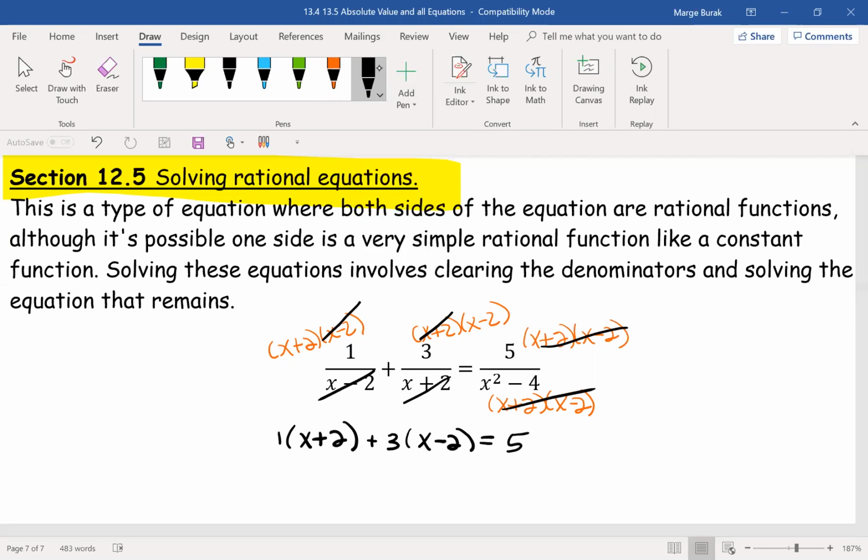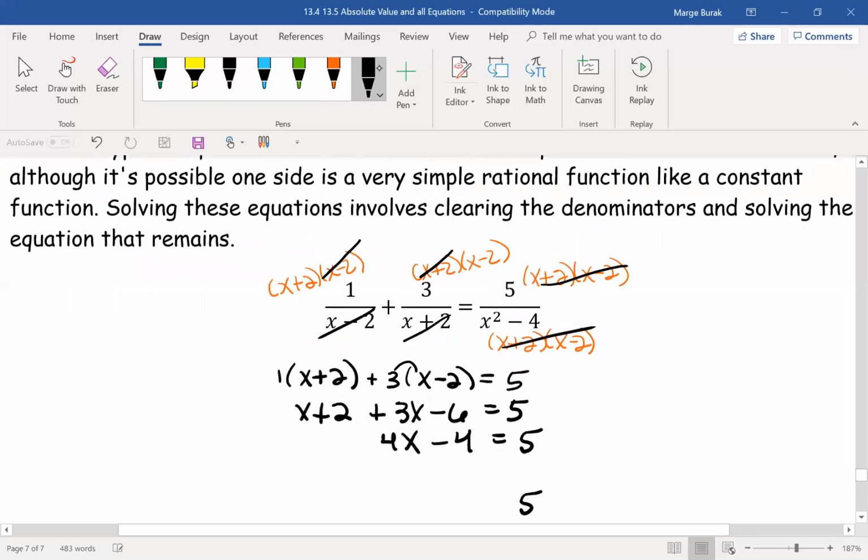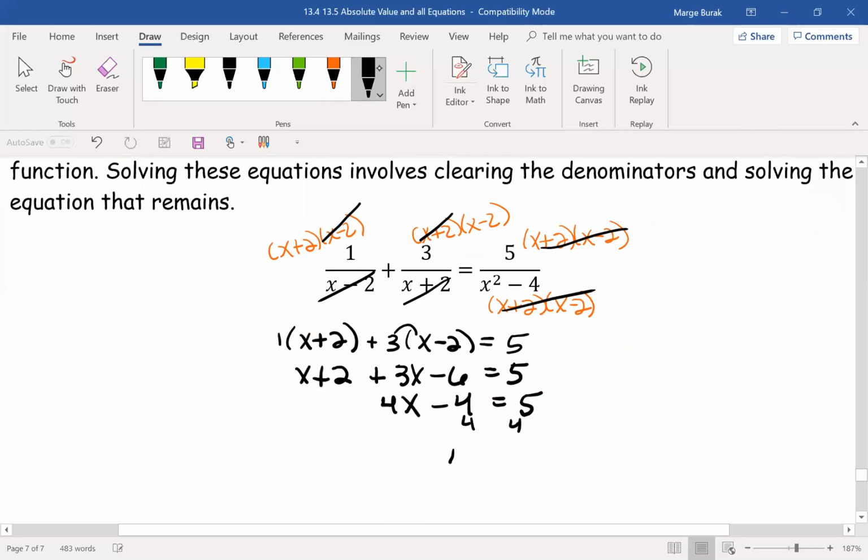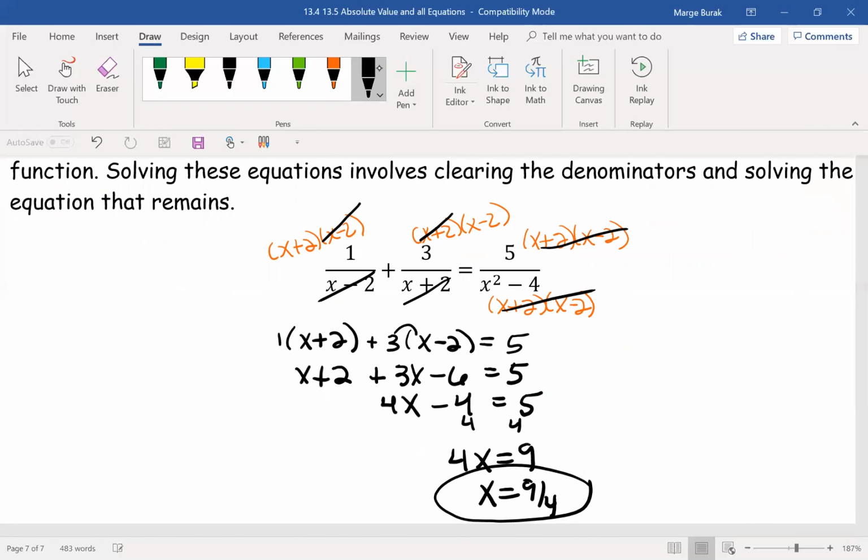Okay, so we're left with x plus 2 plus 3, I'm distributing the 3, so 3x minus 6 equals 5. That gives us 4x minus 4 when I combine like terms. And then I'll add 4 to both sides. And I should have 9/4. Okay? And we can check that graphically or algebraically. I'll leave that to you in this case.